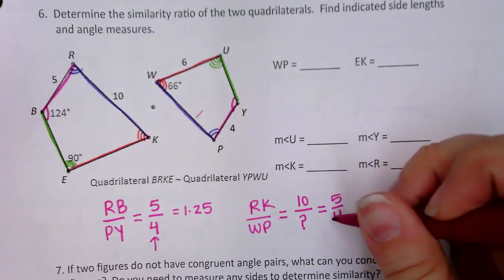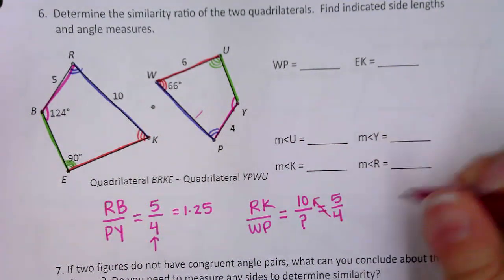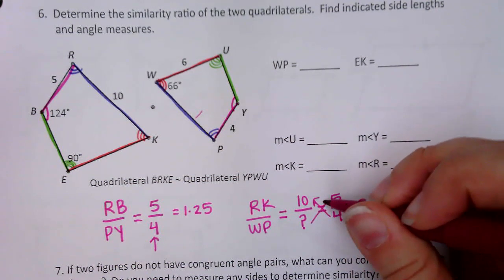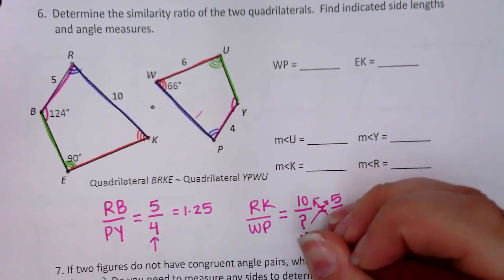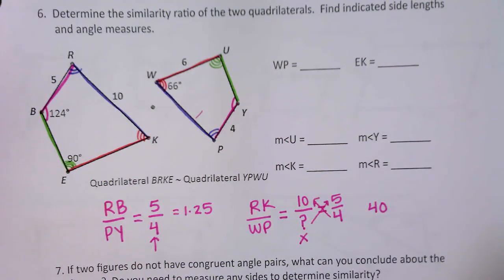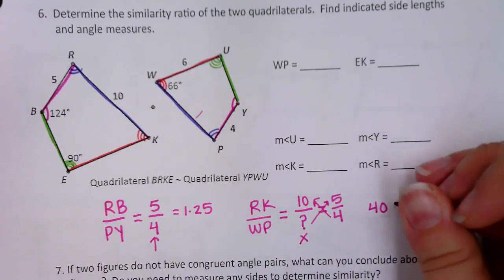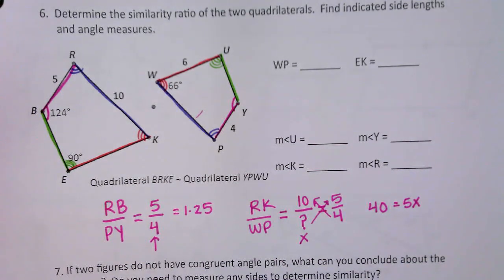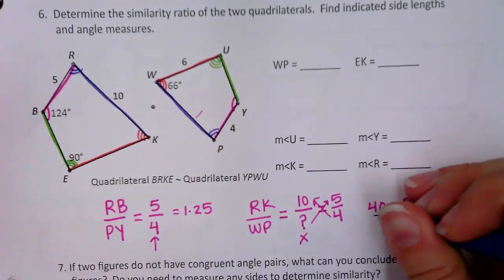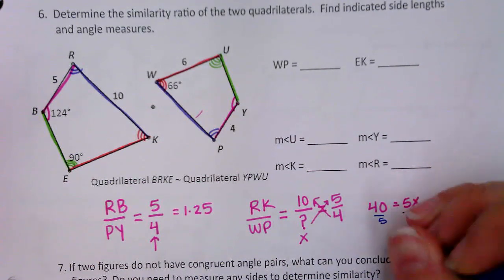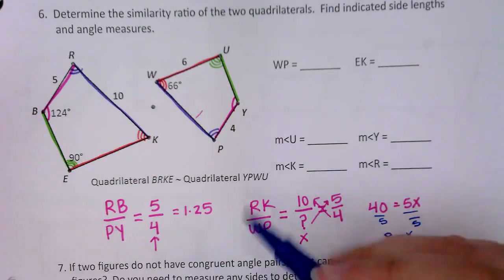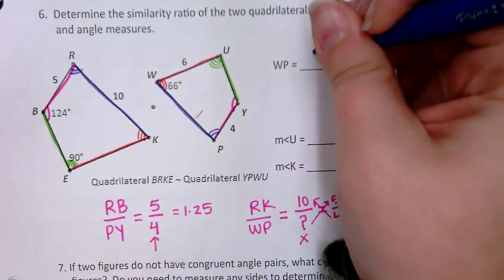So here I could cross multiply. 4 times 10 is 40. And the question mark times 5, let's go ahead and put an X for what we don't know. So X times 5 is 5X. So we set those two equal. And now we just have to solve for X. So I divide both sides by 5. And I get that X equals 8. So that tells me that WP then must equal 8.